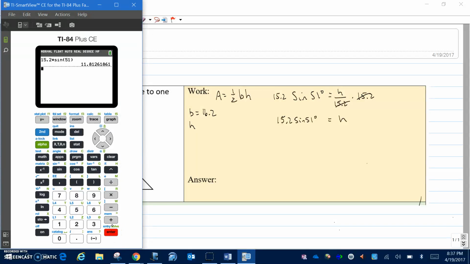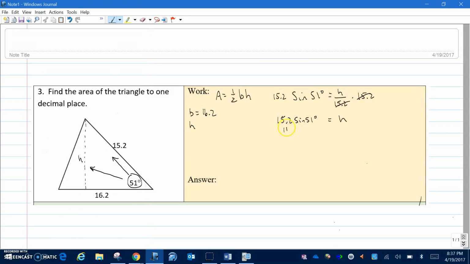When I hit enter, that's going to give me the approximate value of 11.813. Now, I am going to carry this out to a few extra decimal places so that when we actually compute the area, we'll have less error involved. So my height is 11.813.